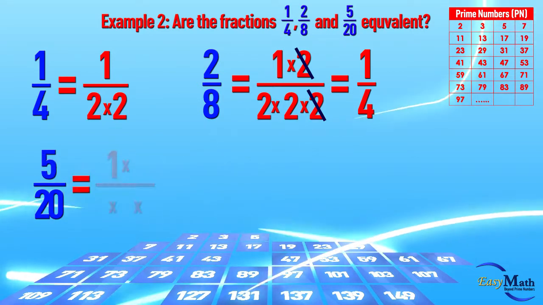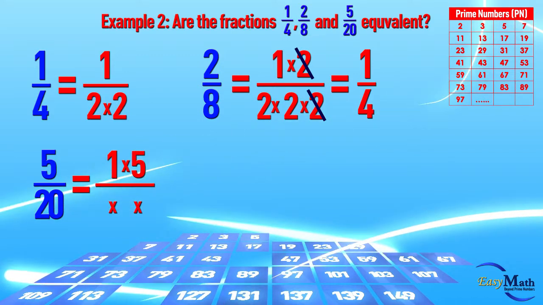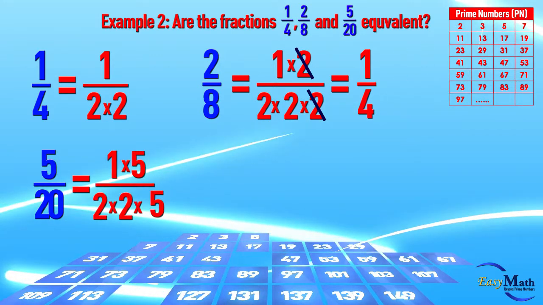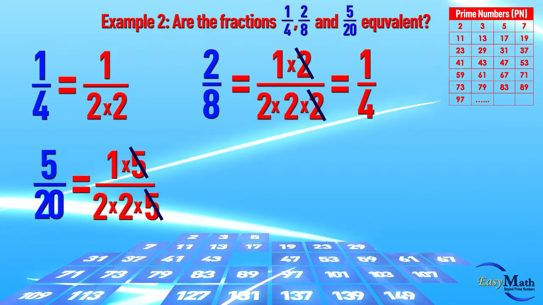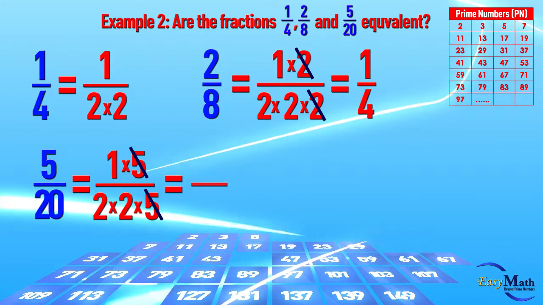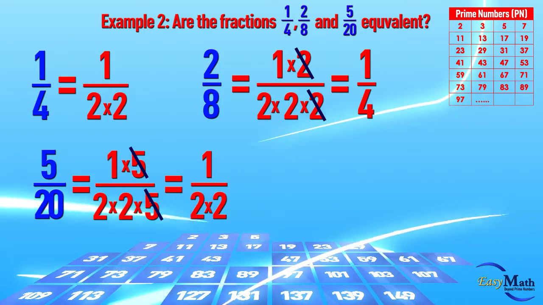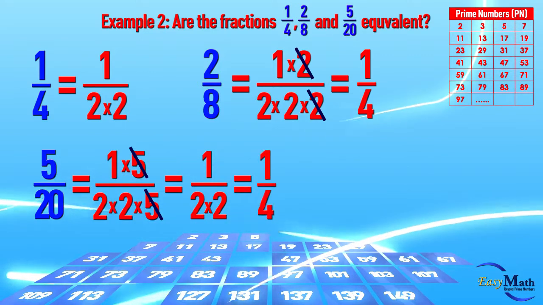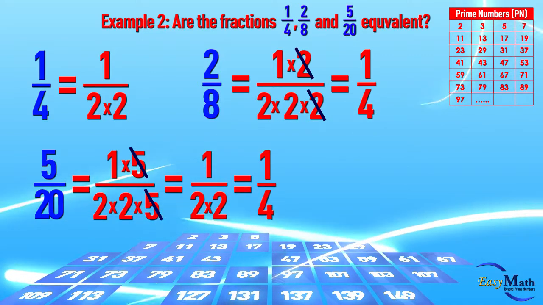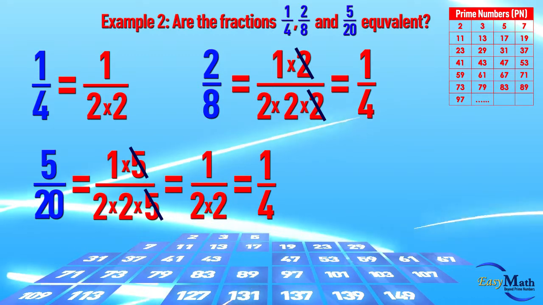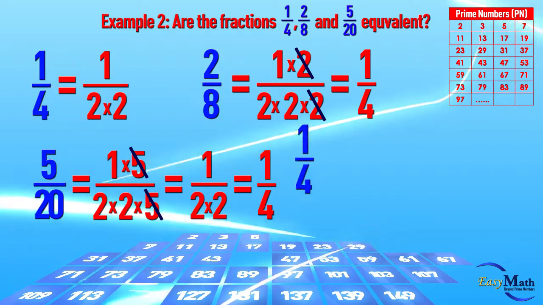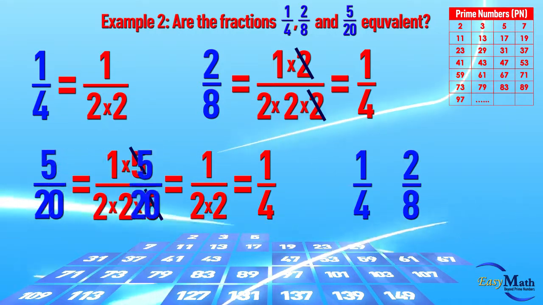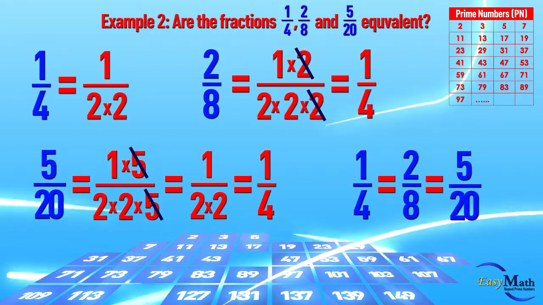5/20 can be represented as 1 times 5 over 2 times 2 times 5. Cancel out common factors, 5's, and you are left with 1 over 2 times 2, which equals 1/4. So the fraction 5/20 can be reduced to 1/4. Each fraction is equal to 1/4, hence the fractions 1/4, 2/8, and 5/20 are equivalent.